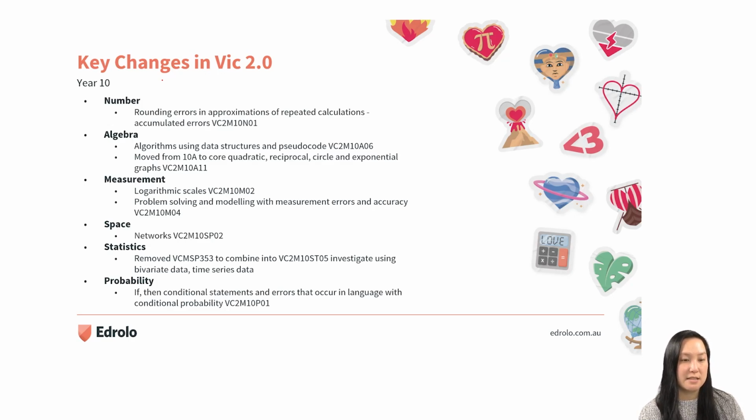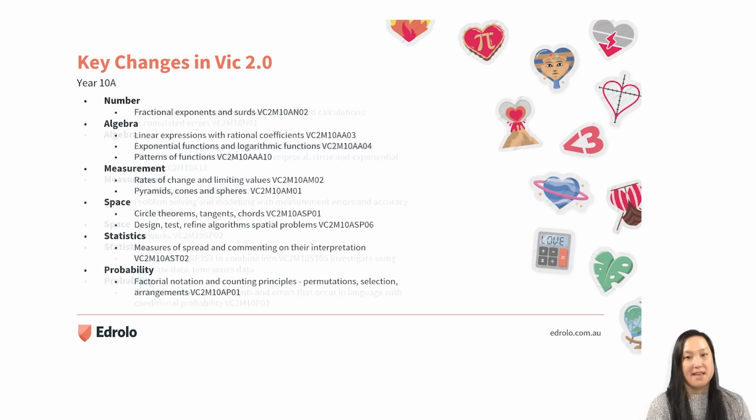In statistics, they removed a previous dot point to combine bivariate data and time series data into a more refined dot point now in STO5. And finally, in 10A, there are some new introductions of fractional exponents in surds and number.